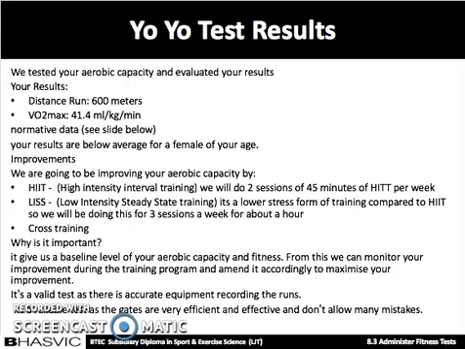HIIT training should be used sparingly, so no more than 2 sessions of 45 minutes of high intensity interval training per week to prevent overtraining.